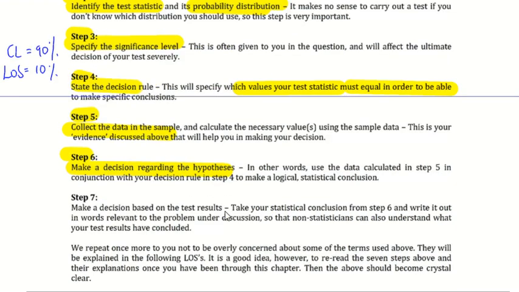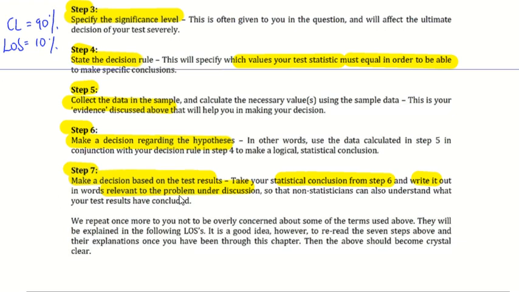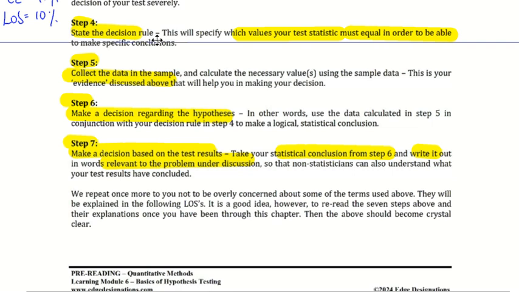And step 7, and often people make it 6 steps, because 6 and 7 do tend to work a little bit hand in hand. Make a decision based on the test result. In other words, take what we got from step 6 and literally make a conclusion. Write it out and say, how does it solve or not solve our particular hypotheses or problem that we're dealing with. Those are the steps, and please don't stress about them just yet. We will do a nice detailed example of those as we go forward.